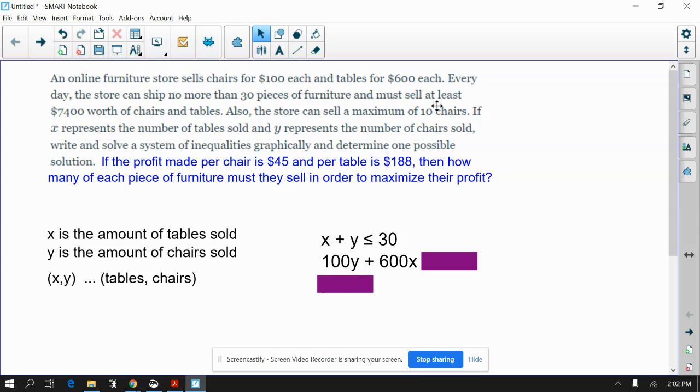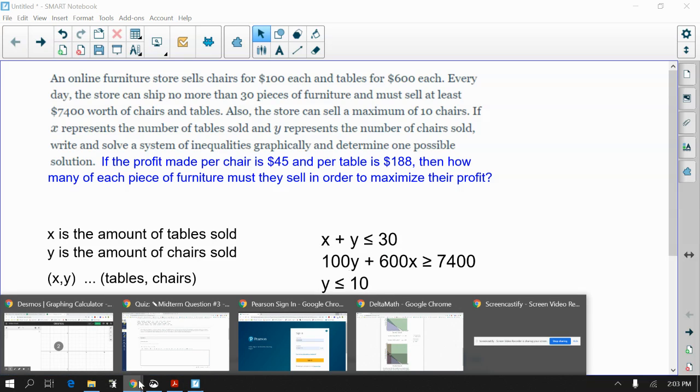And they want to sell at least $7,400 worth of chairs and tables. So this is how much I'm selling, and I want that to be greater than or equal to 7,400. And then finally, the store can sell a maximum of 10 chairs. So y is the amount of chairs that they sell, so I'm talking about y only. How is that related to 10? A maximum of 10. So y has to be under 10 or it could equal 10. So here are my three constraints.